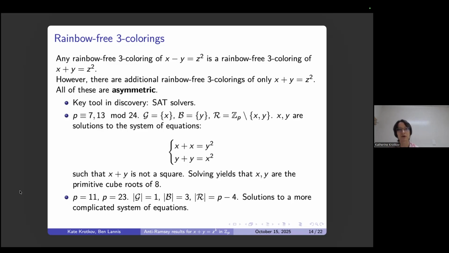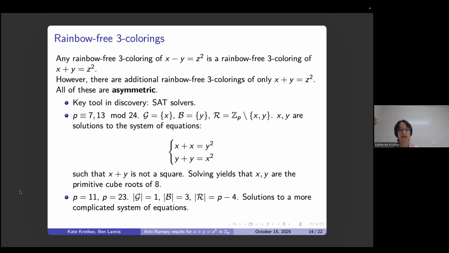This is a solution to a more complicated system of equations. I don't think we would be able to get this if we did not have the colorings generated by the SAT solver, because the way that this system of equations was conceptualized was by observing what we were seeing from the computer and solving it. And by solving it, you get that the only cases where the system of equations holds is when p is equal to 11 or 23.